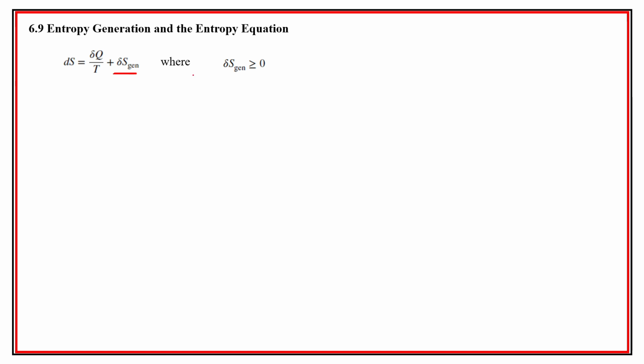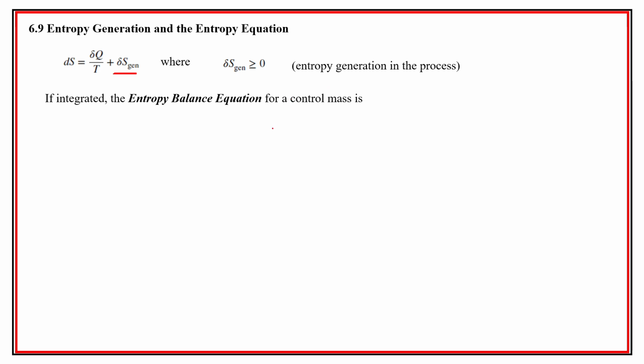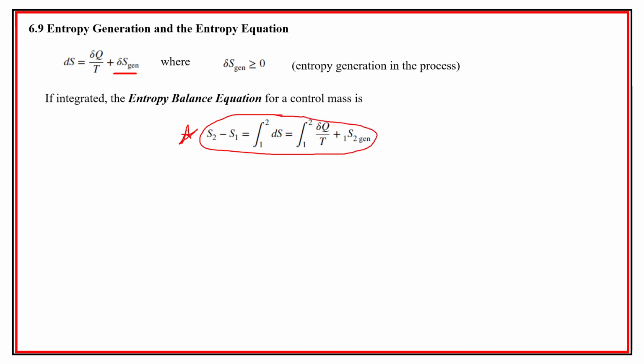So let's be on the lookout. Let's create an equation, the entropy generation in a process, which is necessary because there are no real reversible processes. If integrated, we can come up with what we can call the entropy balance equation for a control mass. And this is a good one to pay special attention to. This is the whole point of what we're doing here, and maybe an equation that you will see again in thermodynamics 2.